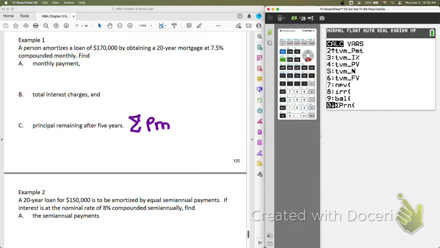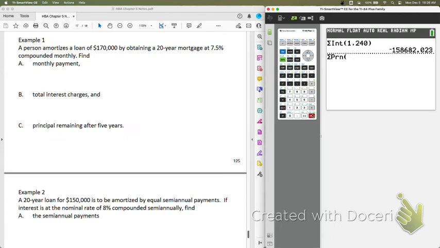Okay, so we're going to do 1 out to 60 in our calculator. So if I get rid of this, we're going to use that command in our calculator. We're going to do the sum of the principal from payment 1 to payment 60.